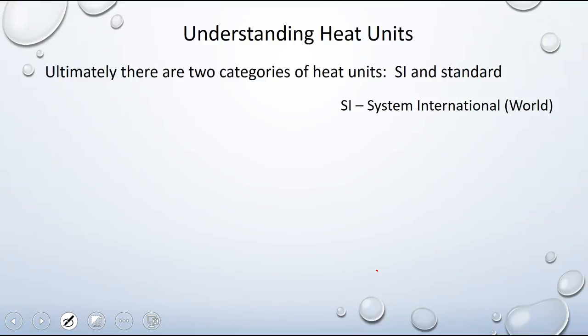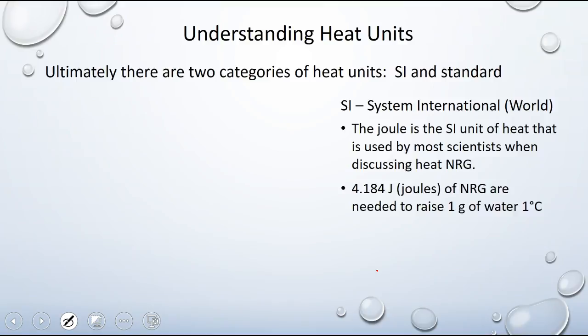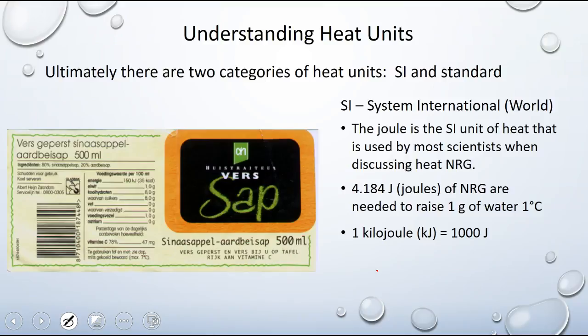Okay, so the Système International, or the world view, which is the view that we use most in science, uses joules. And joules are the ones most used by science. So it takes 4.184 joules of energy to raise 1 gram of water 1 degree Celsius. A joule is the SI counterpart of the little calorie, so that's what we're talking about there. One kilojoule is equal to 1,000 joules.